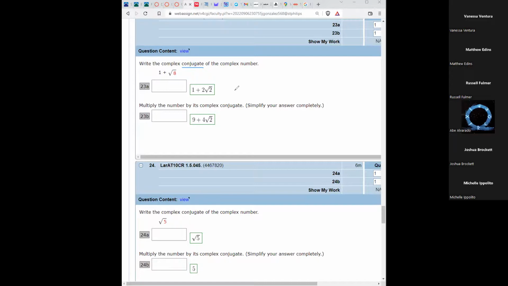The opposite with the change of signs, I guess. Yeah, pretty much. So if you have an A plus B, right, the conjugate is A minus B. Basically, the only difference is here you have to reduce it first to simplify the root and then write the conjugate. Okay.